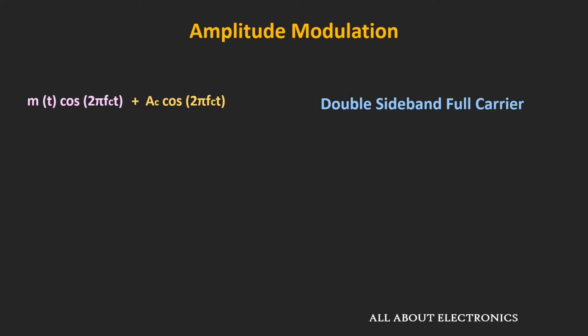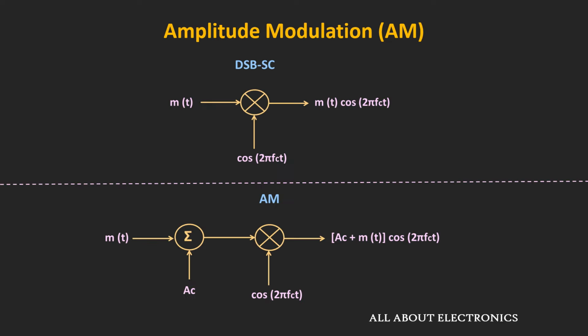Now if you see this expression, then further it can be written like this, right? It means that to generate this AM signal, we just need to add some DC offset to this message signal. In the case of DSBSC, to generate the modulated signal, the message signal is multiplied with the carrier signal. While in amplitude modulation, first of all some offset is added to this message signal and then it is multiplied with the carrier signal. We will see different generation techniques in a separate video, but this is how this AM signal can be visualized.